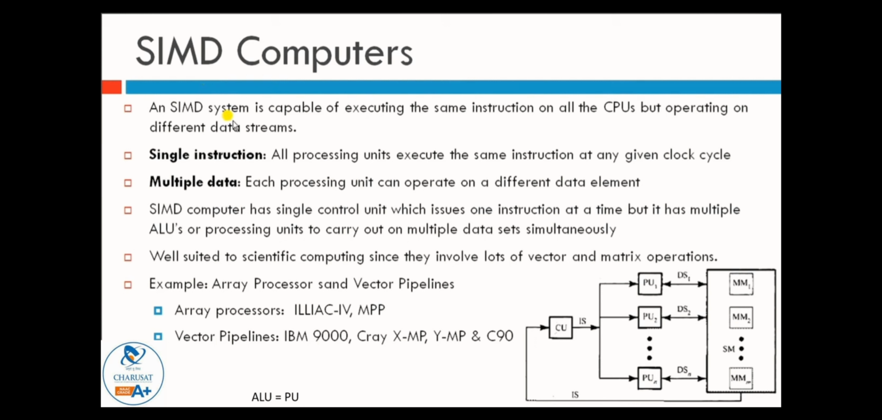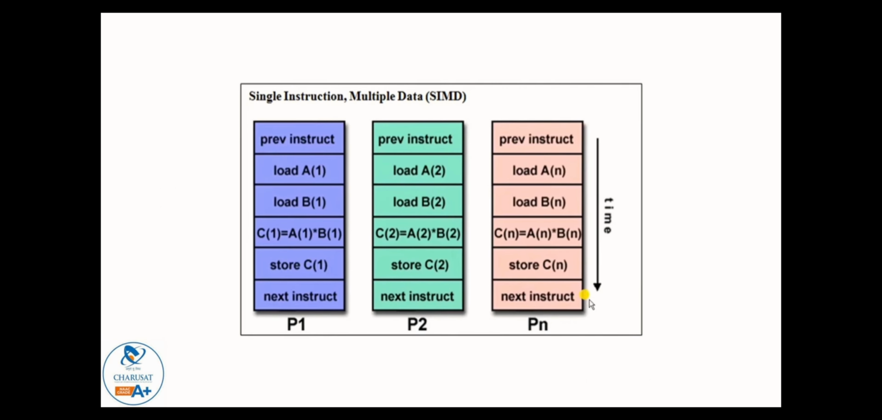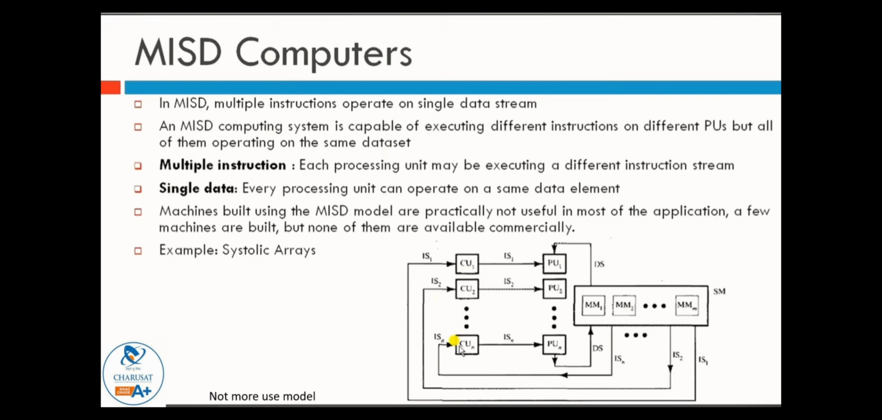So you can see that there is a single instruction, but we are working with multiple data; that is called an SIMD computer. In this example, we can show that there is a single instruction, but we are working with multiple data. We perform the same operation on multiple data, and that is called single instruction multiple data. Third type is MISD computers.